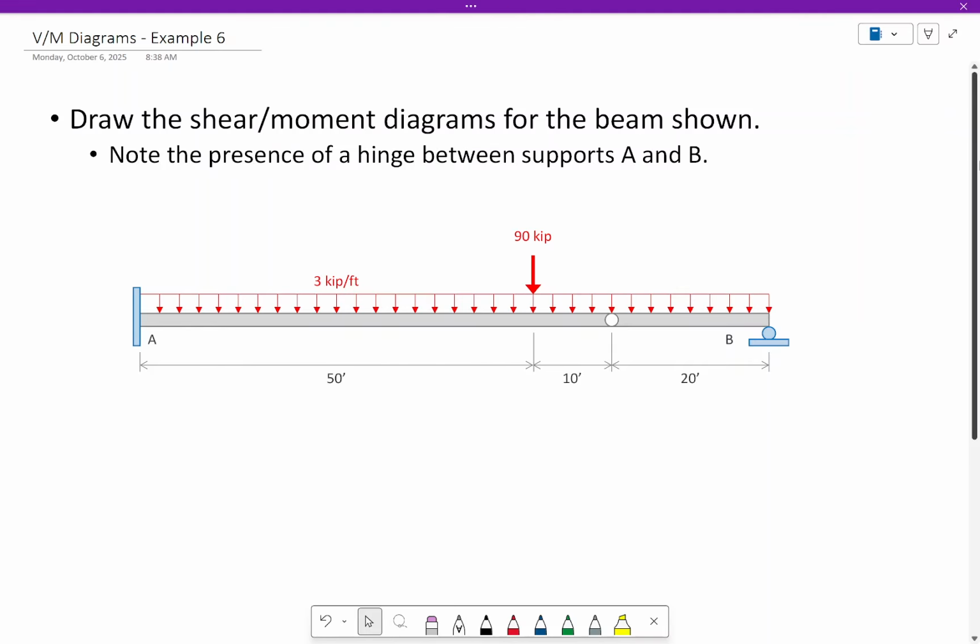Now, how many unknown reactions are on this problem in total? What are the total number of unknown reactions? 4. Say again? 4. 4, okay? So what do I have? I have a vertical reaction here, which we'll call AY.